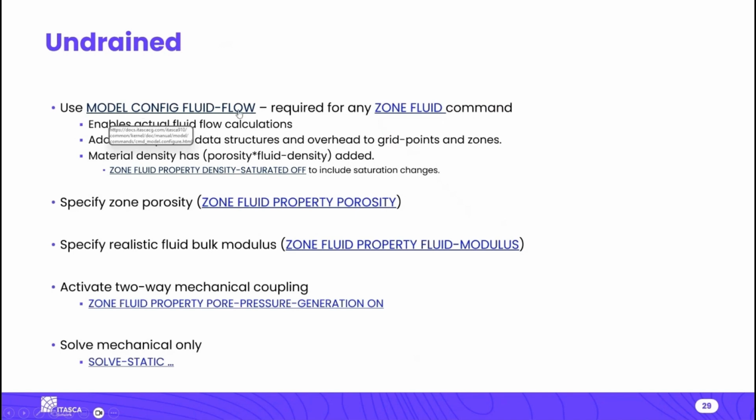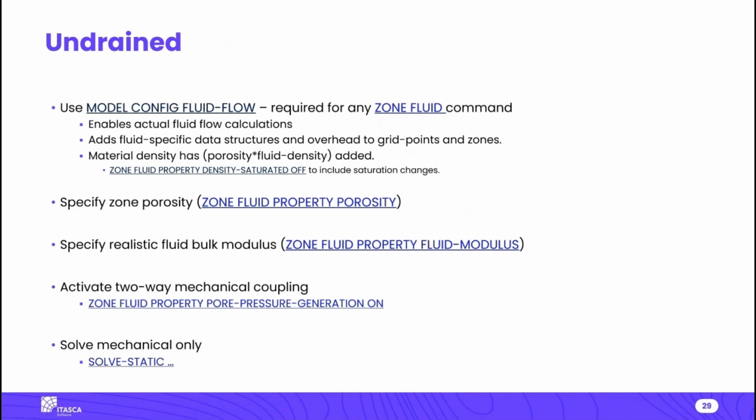So you say model config fluid flow, you specify a porosity, you specify a realistic fluid modulus. You turn on this two-way coupling, zone fluid property, pore pressure generation on. This is necessary in version 9.1 and above. This is unnecessary in version 9 and below. And then you just solve the mechanical part.